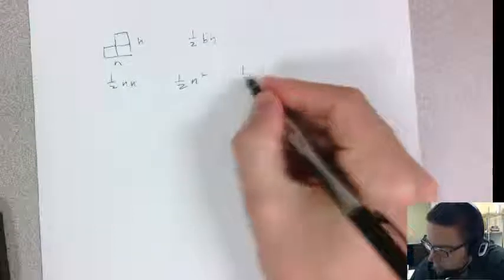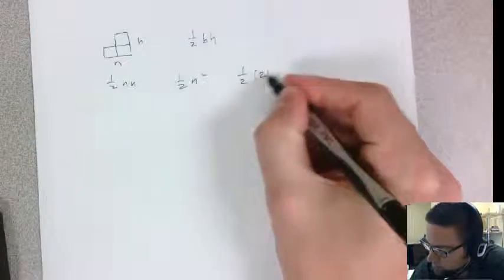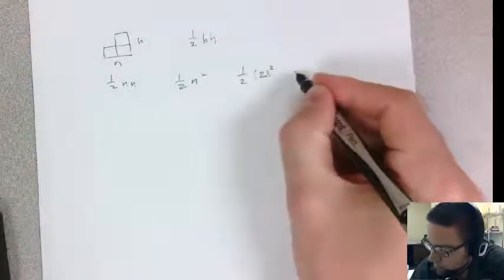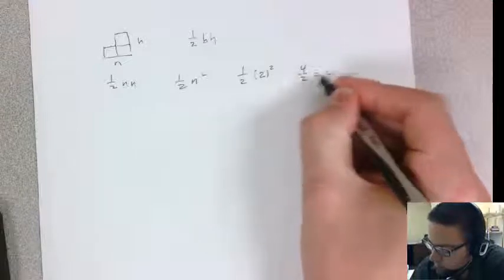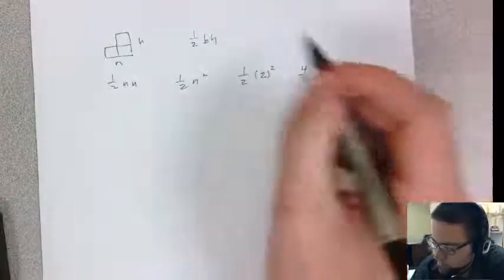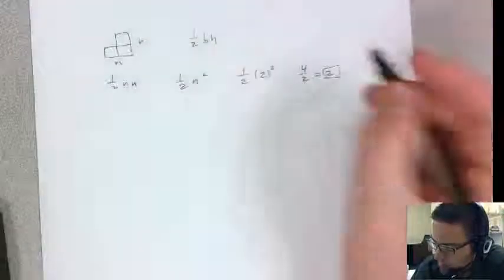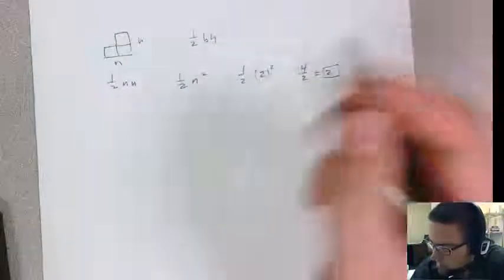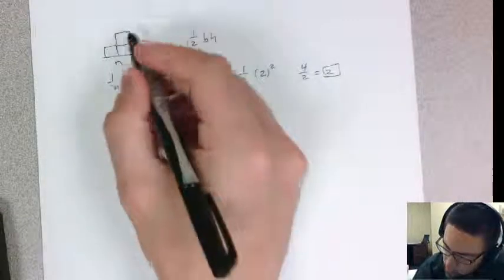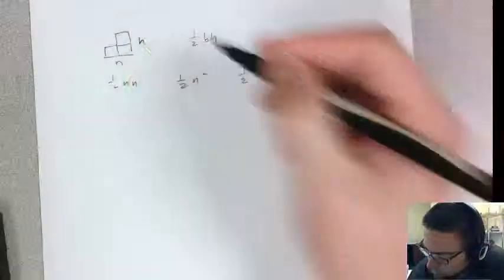So does that work out? So if I put in a 2, 1/2, 2 squared is 4, divided by 2 is 2. But see, this is wrong, isn't it? I should have got 3 because there's 3 there. So this didn't work. So maybe we need to make it a little bit bigger.